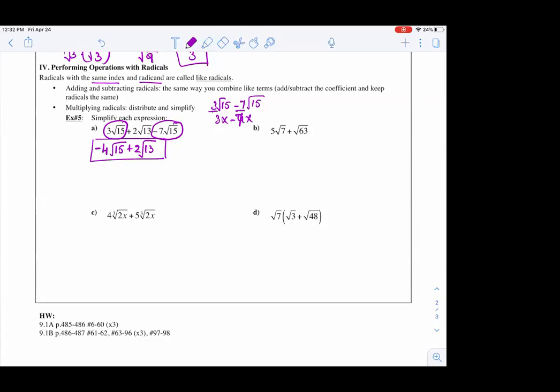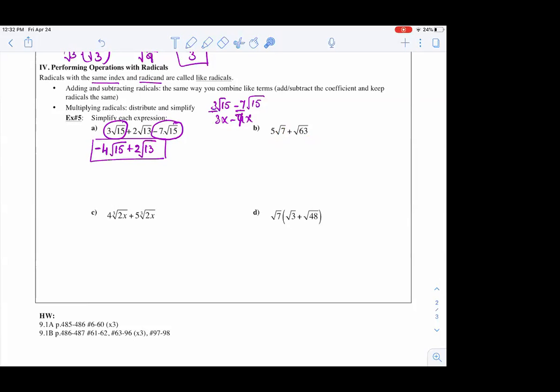Okay, let's take care of B now. First, 5 radical 7. Second term is square root of 63. If you just look at them, we see that they are actually not like terms. This is 7. They have the same index, but they don't have the same radicand. So you cannot combine.